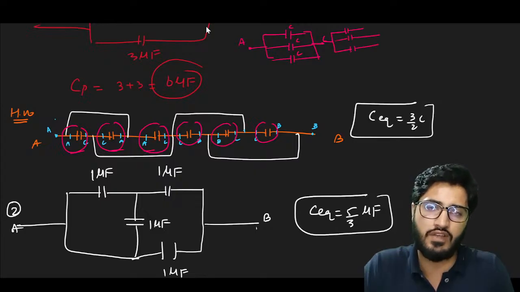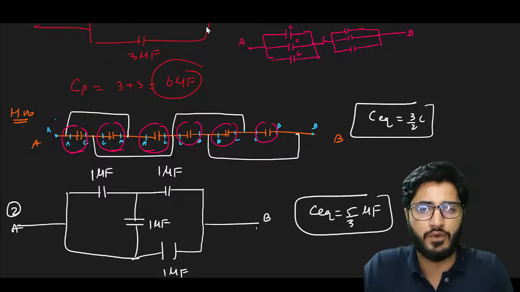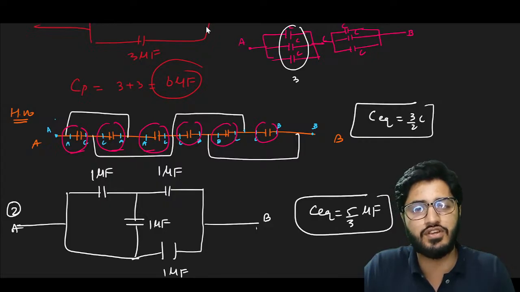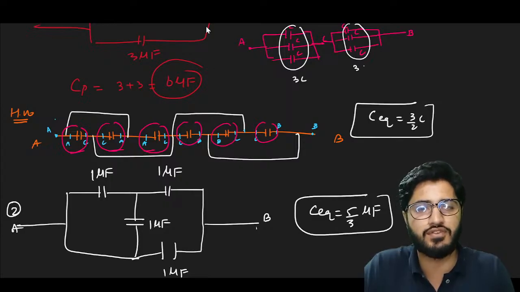We have how many? We have 3, right? B point, C, C, C. Look, these 3 are in what? Parallel. So their equivalent will be how much? 3C. These 3 are in how much? Parallel. So it will be 3C.